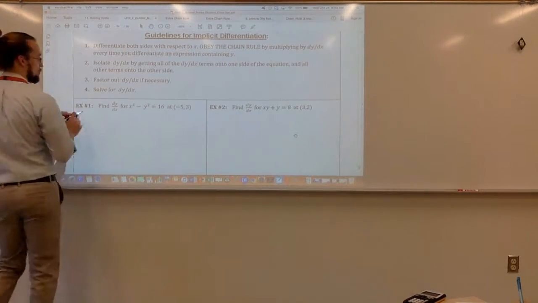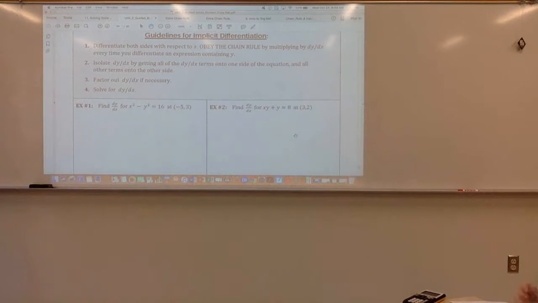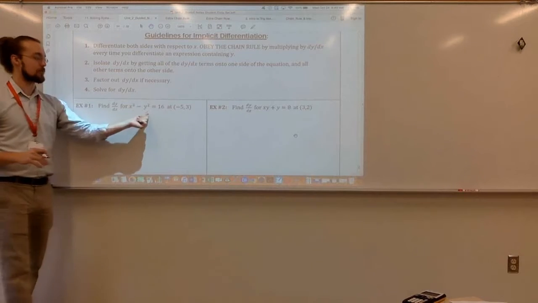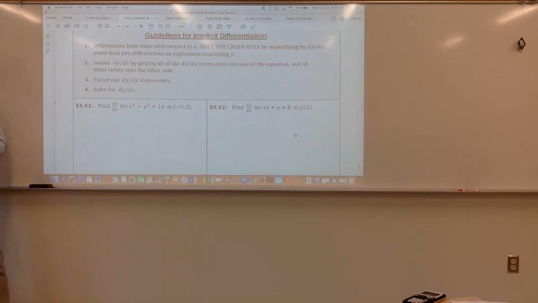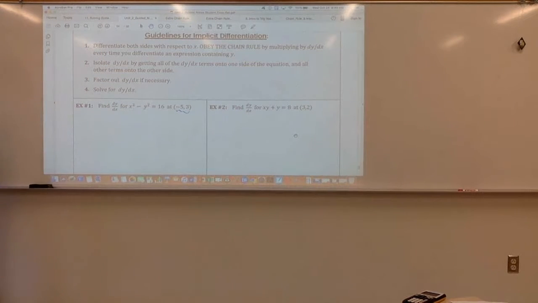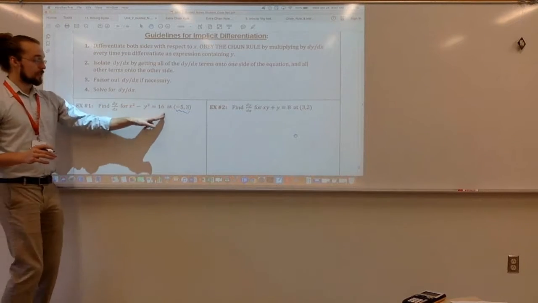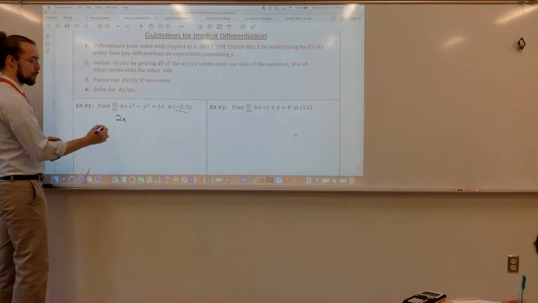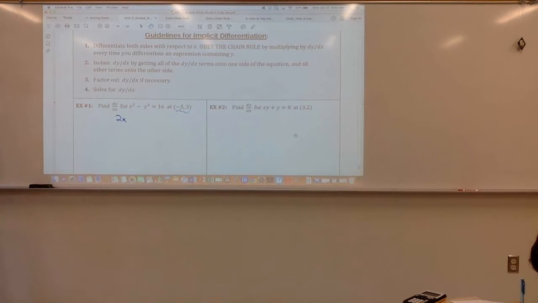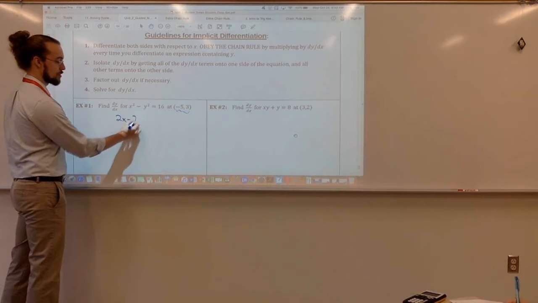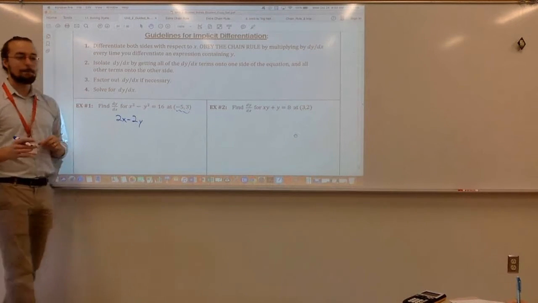And so we're going to follow these steps as we go through an example here. Right? So my goal is to find the derivative of this function, x squared minus y squared equals 16. Right? And then we're going to find the actual slope value at a specific point. To do that, I'm going to take the derivative of each piece. So the derivative of x squared is just 2x. Now, the derivative of y squared, well, that's going to be 2y.